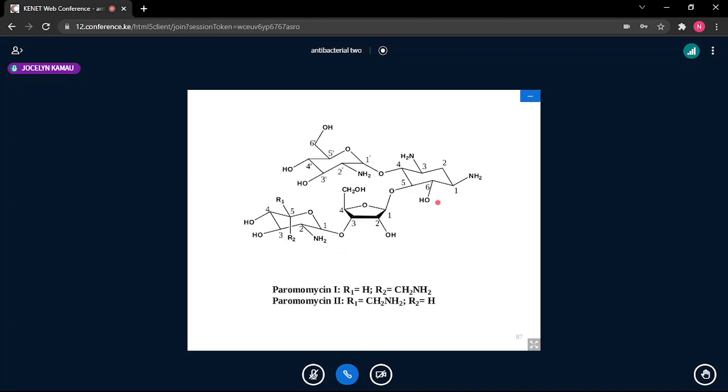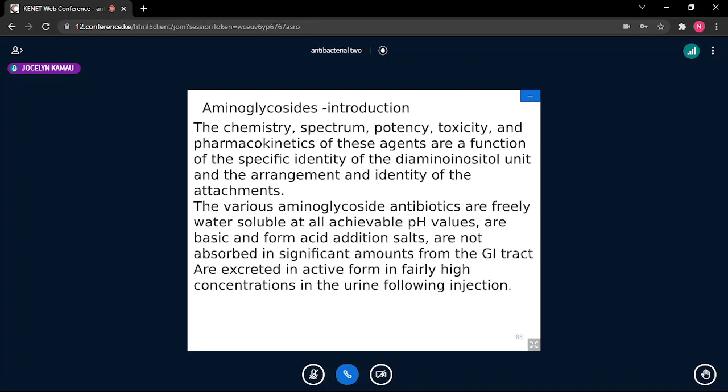Again, it's the same thing. We had mentioned that. It's only to note again that one has 4 rings. So these are just examples to emphasize what we have already discussed. The chemistry, spectrum, potency, toxicity, and pharmacokinetics of these agents are a function of the specific diamino inositol unit and the arrangement and identity of the attachment.